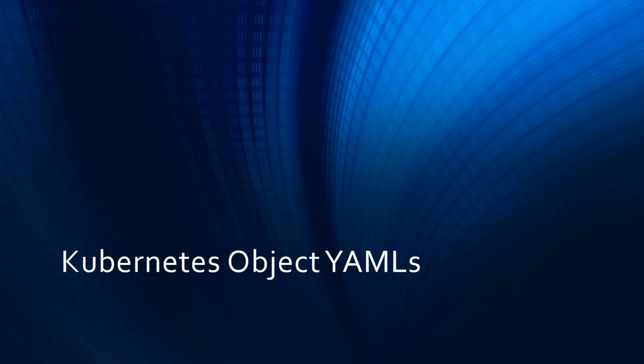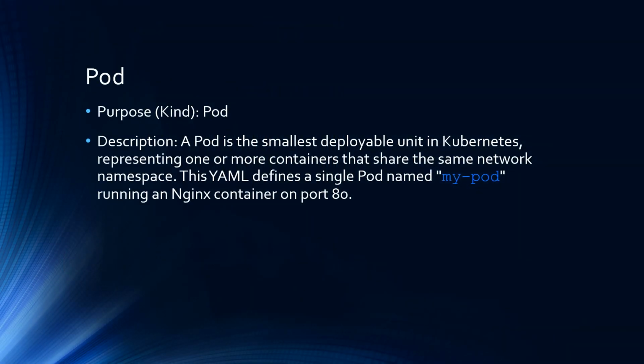In this section, we'll cover the fundamental building blocks of Kubernetes, starting with pods, the smallest deployable units. We'll learn how to define these objects using YAML, understand their structure, and explore the key components that make them work. This knowledge will form the foundation for managing containerized applications in Kubernetes. Let's dive into our first Kubernetes object, the pod.